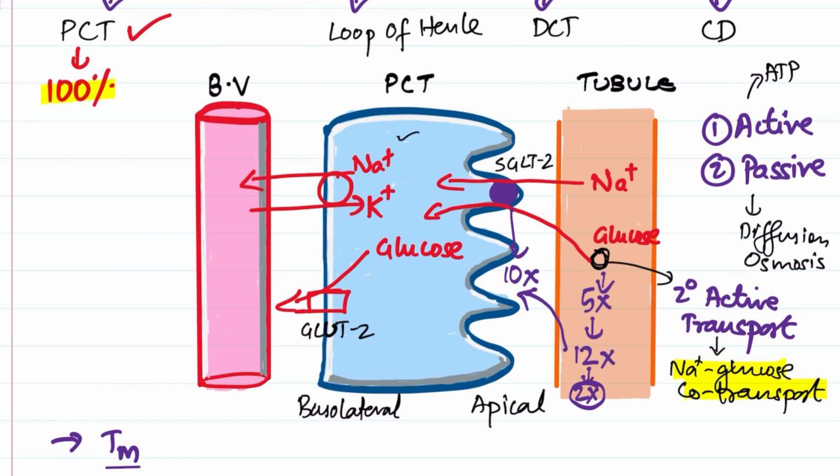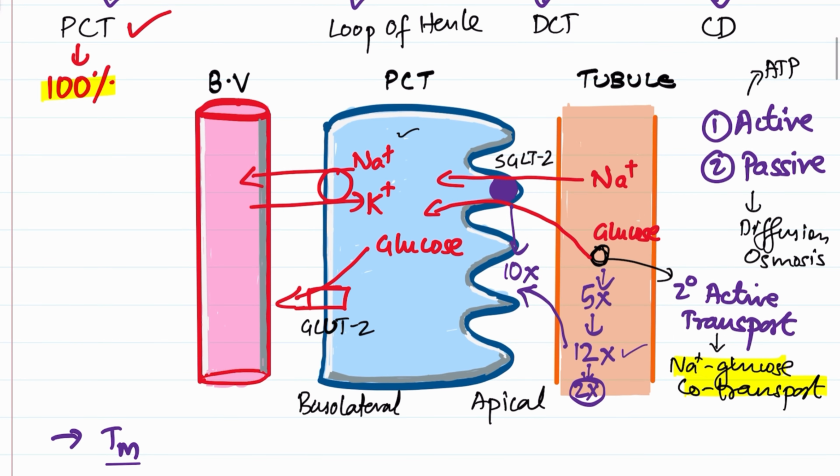Now what condition causes excess of glucose in the tubular lumen? Excess of glucose in the tubular lumen means that excess of glucose is filtered by the glomerulus, which means that excess of glucose is present in the renal arterioles or in our blood vessels. So what is that condition where there is excess of glucose in our plasma? That is diabetes mellitus.